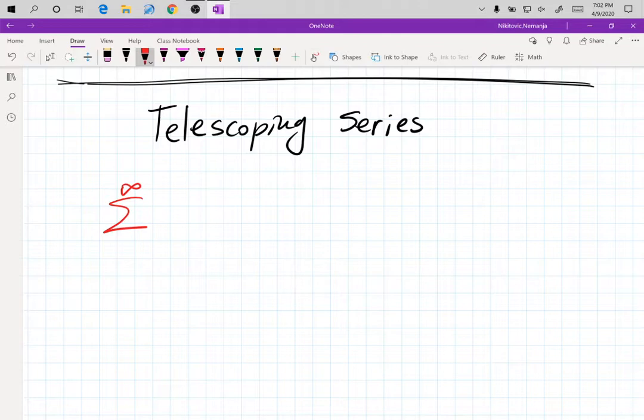So, summation, starting anywhere to infinity, is going to be given as, let's say, b of n minus b of n plus m, let's say. So it should be of this form.